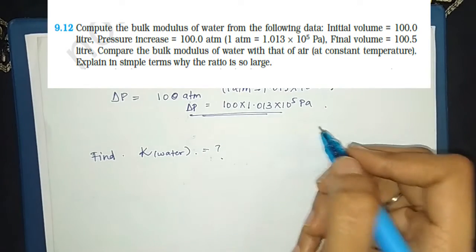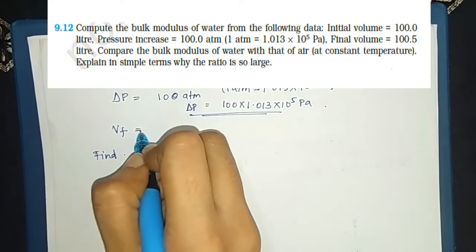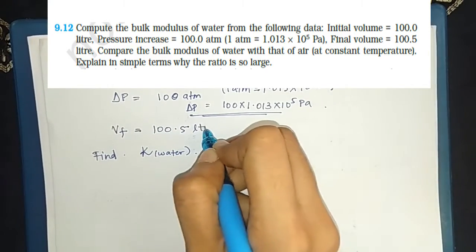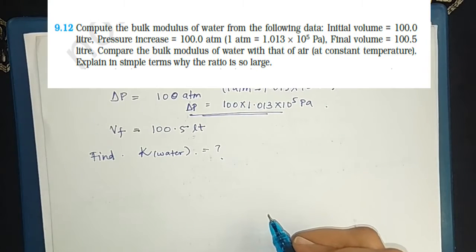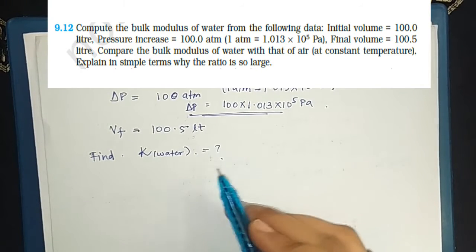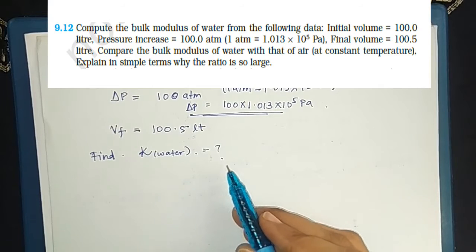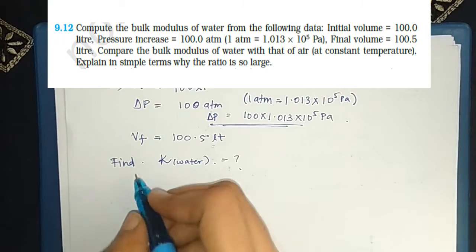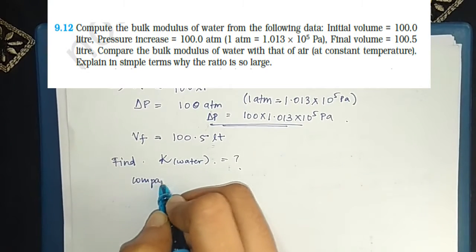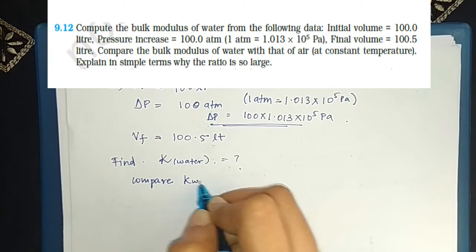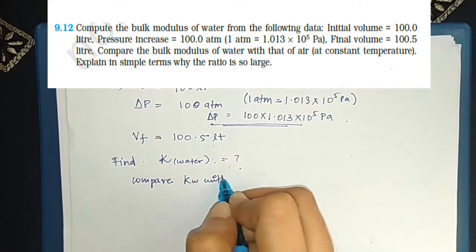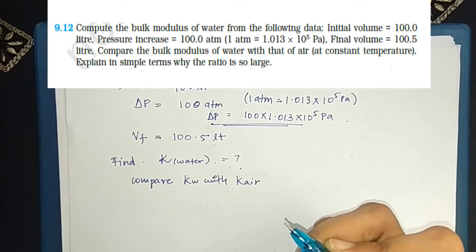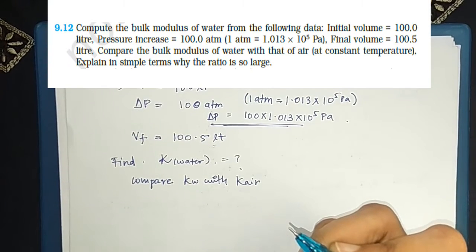Next is the final volume, V_F, which is 100.5 liters. Now they've asked us to compute the bulk modulus of water and also to compare the bulk modulus of water with that of air at constant pressure, and explain in simple terms why the ratio is so large.